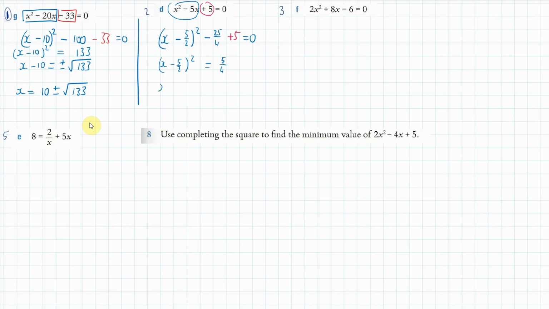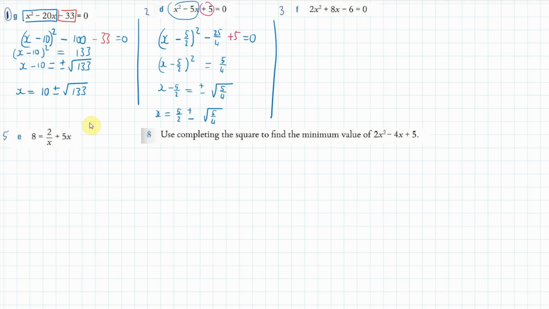Then we square root both sides, so we get x minus 5 over 2 is equal to plus or minus the square root of 5 over 4. And then to get my answer, I move that 5 over 2 across the other side, so it becomes positive. So it'll be 5 over 2 plus or minus the square root of 5 over 4.